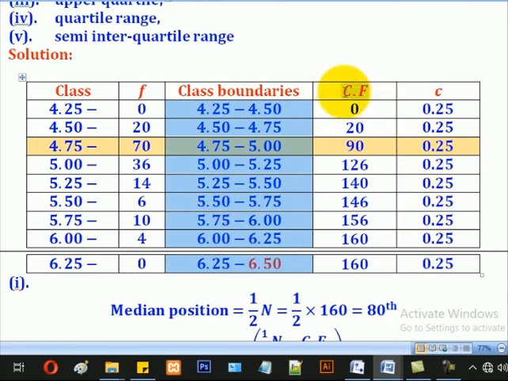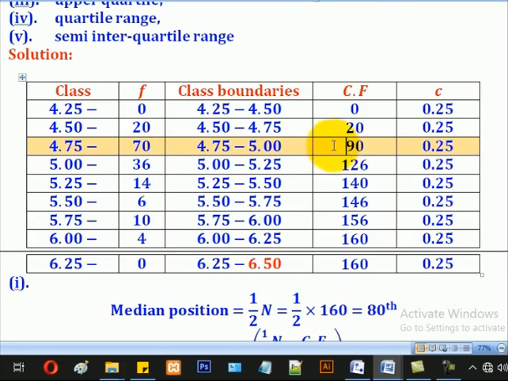So from there we can now generate the column of cumulative frequency. How is it generated? It's got from the frequencies. You will keep on adding. So 0 is the starting value of cumulative frequency. The next value is got by adding. So 0 plus 20 will be 20. So the next value here will be 20 plus the next frequency, which is 70, to get 90.